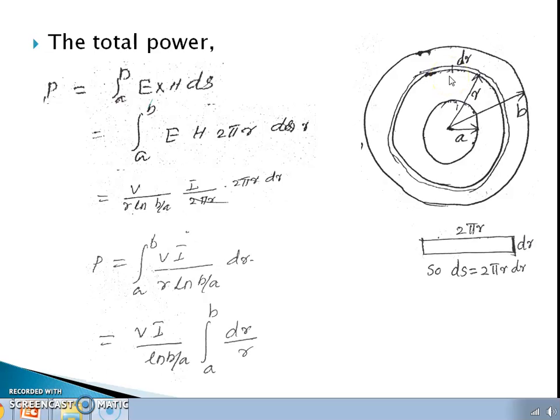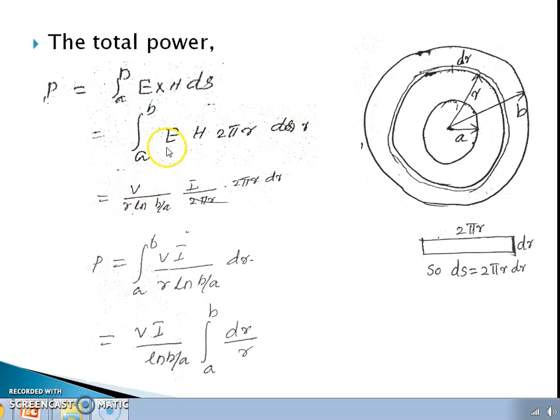And if we cut the arbitrary radius, the circumference will be 2 pi R and this is the thickness, that is dr. So we are considering this area here. So ds is equal to 2 pi R into dr. Then power is equal to integral A to B EH 2 pi R. Substitute this value for ds, that is 2 pi R dr.